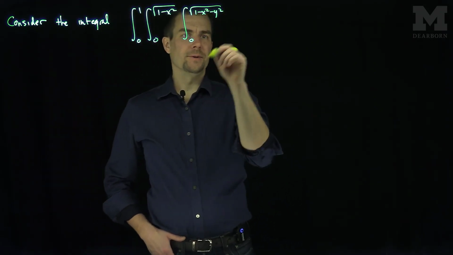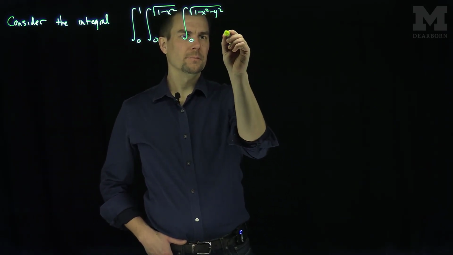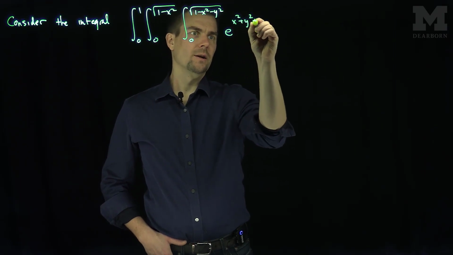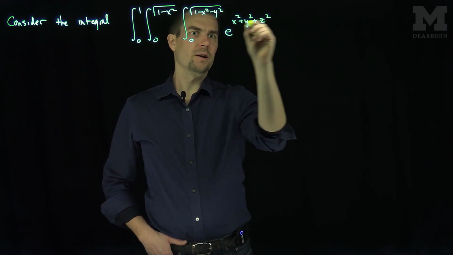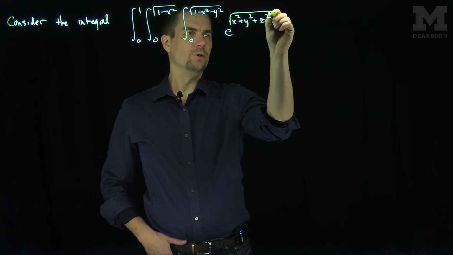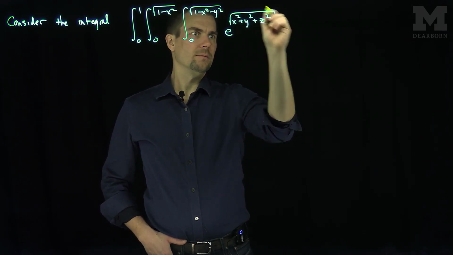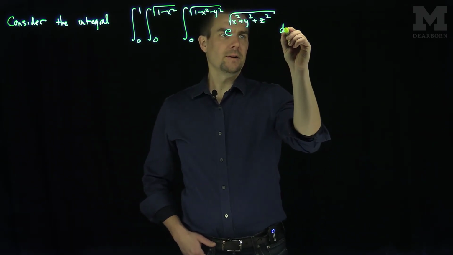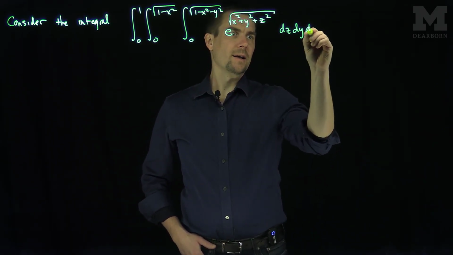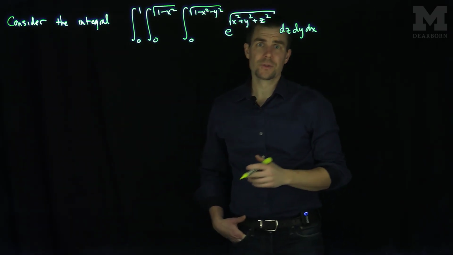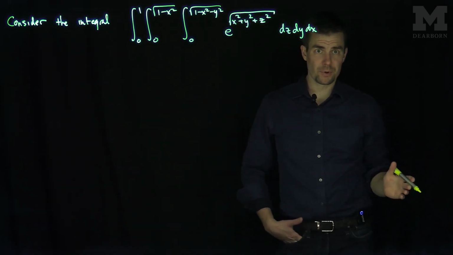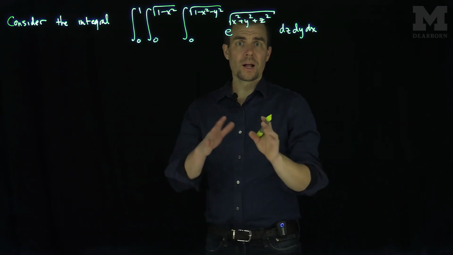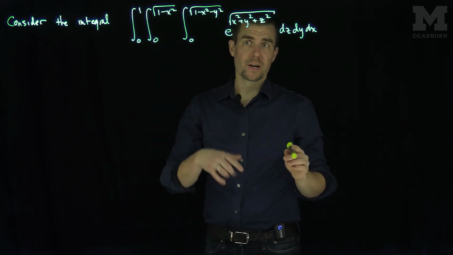And then we're going to do e to the x squared plus y squared plus z squared. And then I'm going to take this and square root it like so. I'm going to do a dz, dy, dx. So this integral looks very messy to compute, but rather than doing this integral in Cartesian coordinates, we can plot this region of integration and see what's going on.